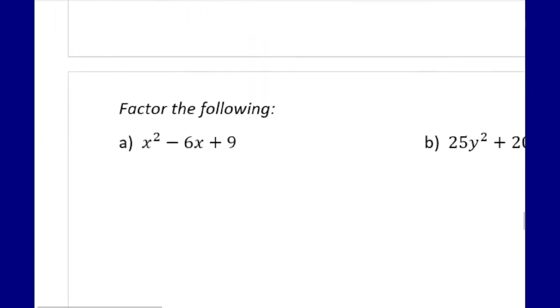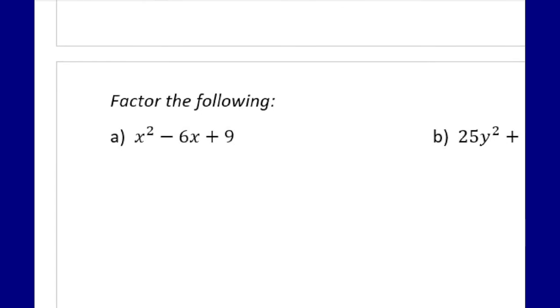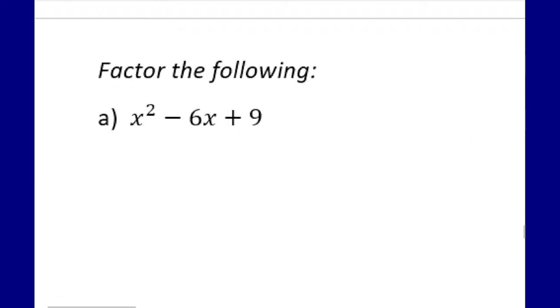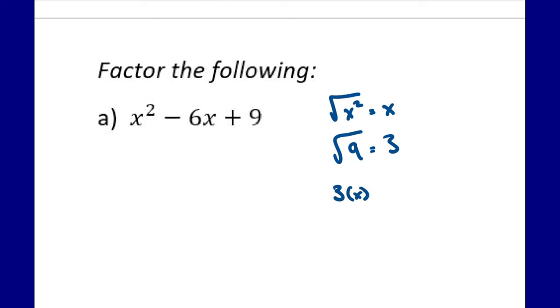So let's go through and do a couple of examples. X squared minus 6x plus 9. Well, it's a trinomial. I can tell that right off the bat. How do I check to know if it's a perfect square trinomial? Let's take the square root of the first term and the square root of the last term, and see if they're perfect squares. The square root of x squared is x. The square root of 9 is 3. Now let's see, if we take 3 times x times 2, do we get our middle number?